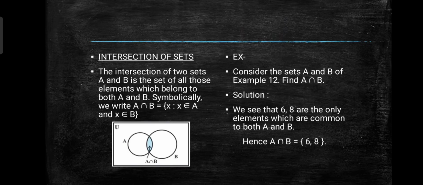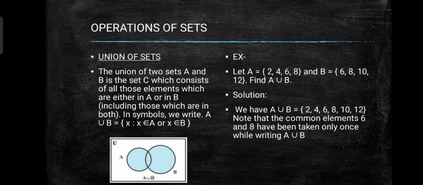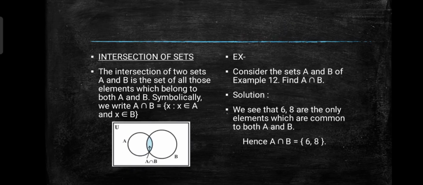Next, intersection of sets. Intersection of two sets, A and B, is the set of those elements which belong to A and B. As I said, A and B. So, present in A as well as present in B, which means the elements that are common between A and B. So, you also have the Venn diagram representation. Here's an example for you.